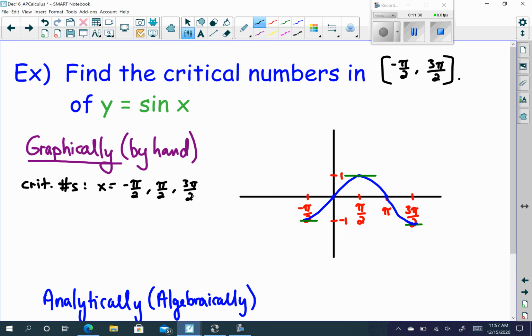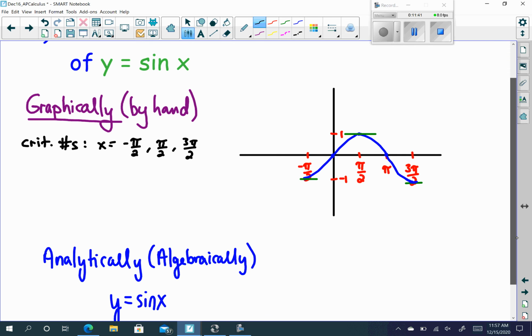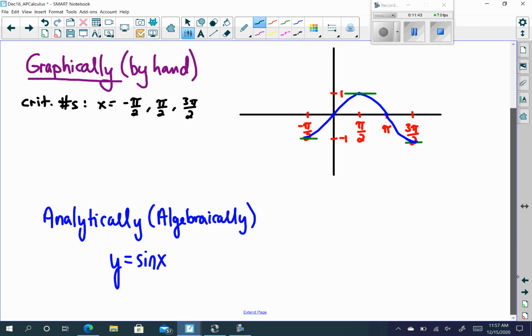Let's verify this algebraically, or if I ever use the phrase analytically, that means algebraically. So by using calculus here, let's first go ahead and find the derivative. So y prime is going to equal what? The derivative of sine x is cosine x. So we're going to ask ourselves the two questions here. Is y prime ever equal to 0? Is y prime ever undefined?